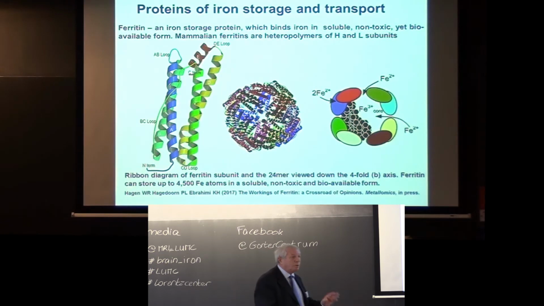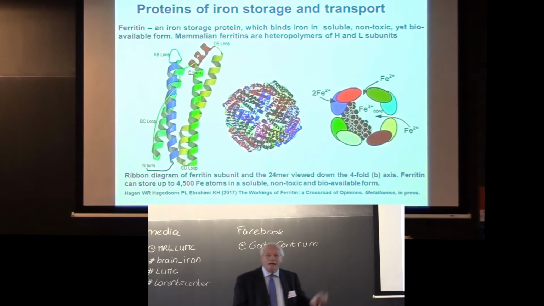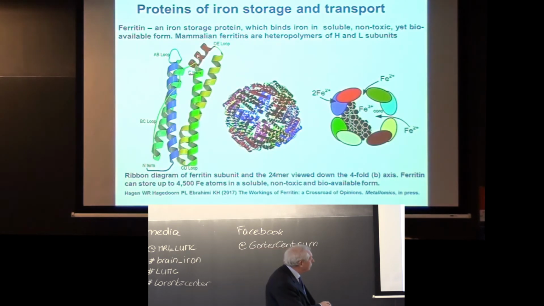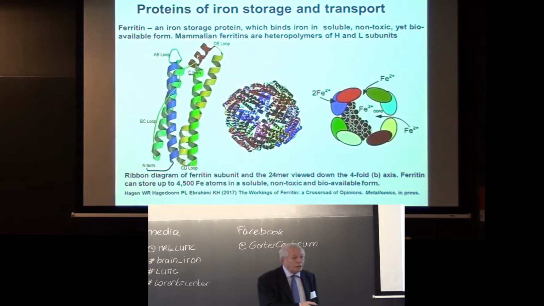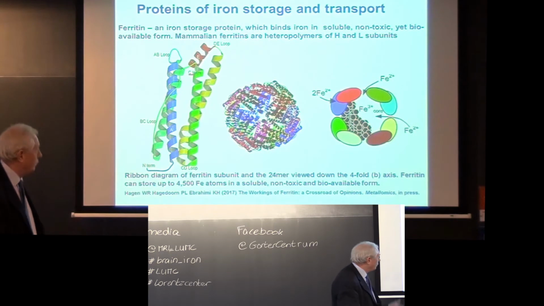Ferritins are, and Paolo will tell you all about this later in the week, so I'm not going to even try, 24-subunit proteins. They're heteropolymers of H and L. And when people talk to you about H-ferritin and L-ferritin, please do try to remember, in nature we don't have the capacity to clone and overexpress H-ferritin and L-ferritin separately. Human cells make a mixture of H and L. Some tissues have more H than L, some have more L than H, but it's always a heteropolymer.